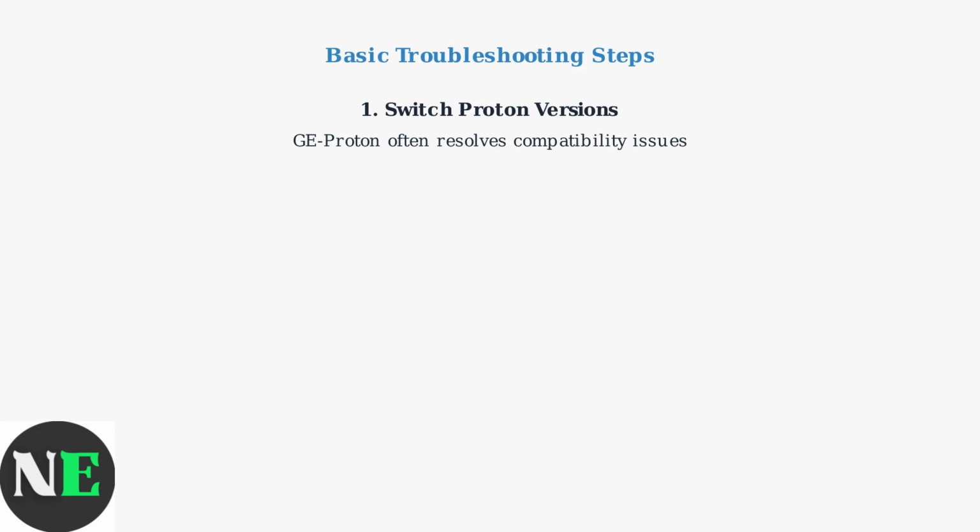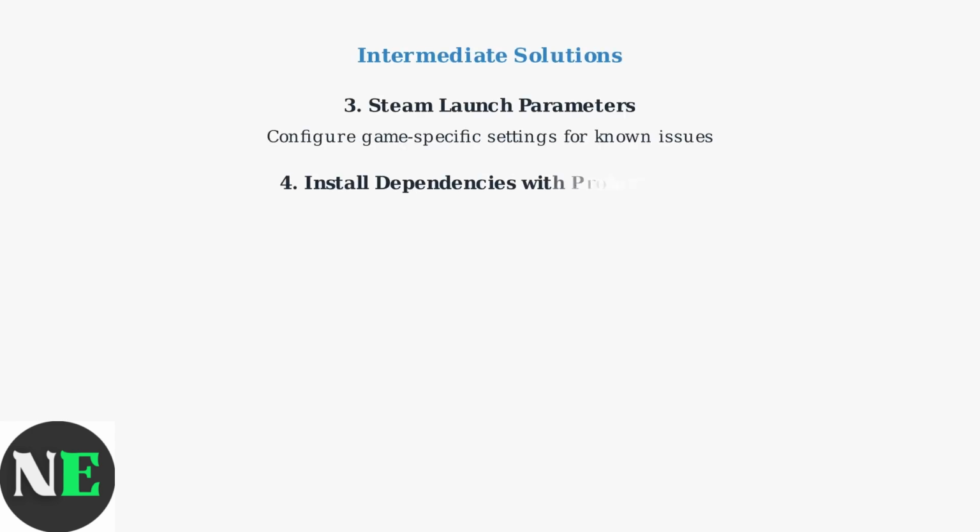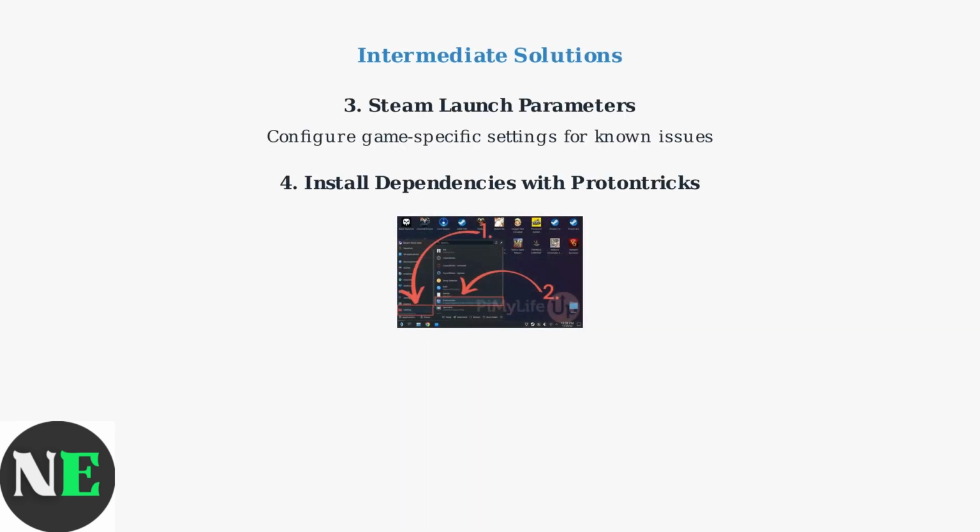The most effective first step is switching Proton versions. Shader cache problems are a major cause of launch failures. Clearing and rebuilding the shader cache can resolve stuttering and prevent games from starting properly. For more persistent issues, use Steam launch parameters to configure specific game settings.